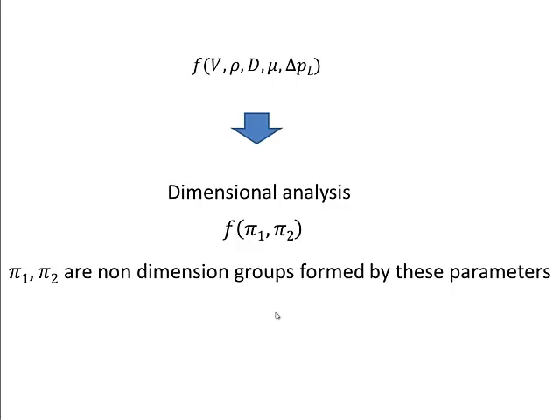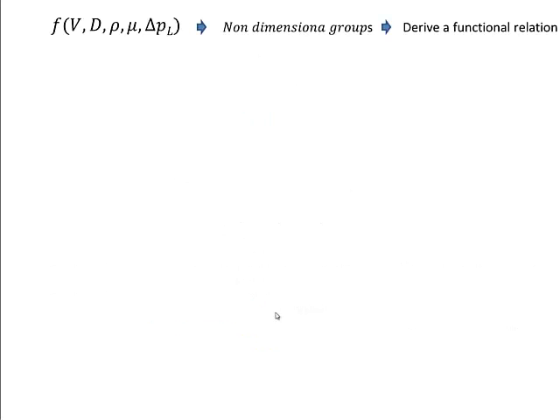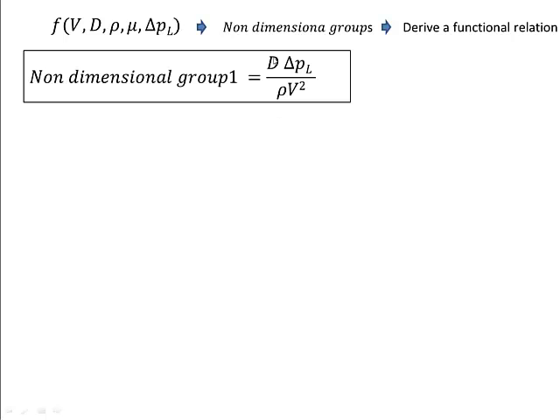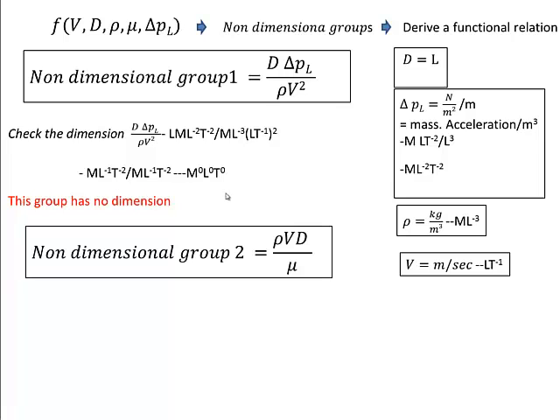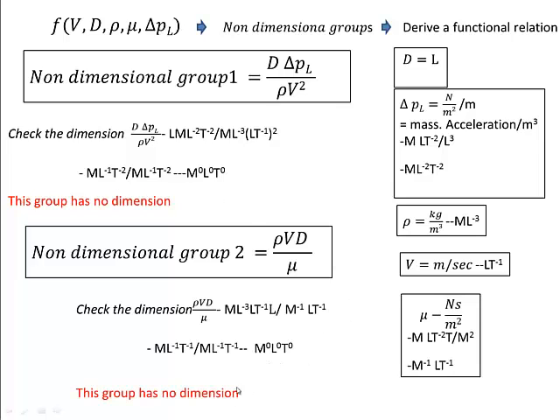In dimensional analysis, we use Buckingham's pi theorem for deriving such relevant non-dimensional groups. For example, we can identify two non-dimensional groups combining these four independent and one dependent variable ΔP/L. In this case, the first non-dimensional group that can be derived is D ΔP/(ρV²L). In the dimension of this group, we can see that it is non-dimensional. The second non-dimensional group that can be derived is ρVD/μ. In this case also, we can see that it is non-dimensional.